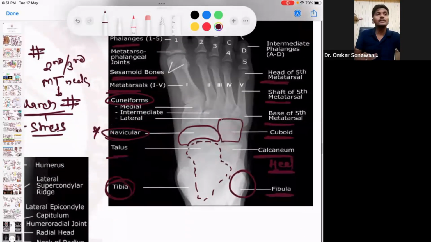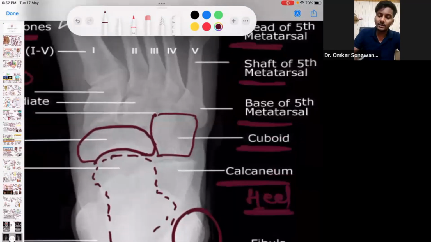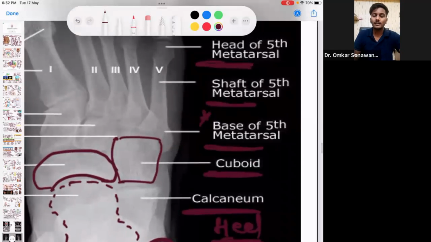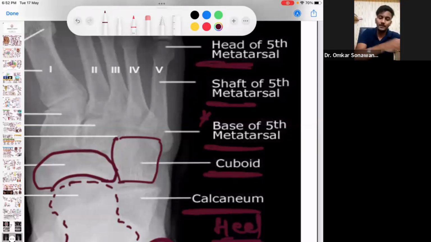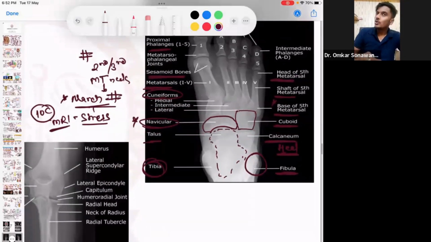This is the base of the metatarsal and the head of the metatarsal. Fracture of the base of the fifth metatarsal is called as Jones fracture. And if it is the tip, then it is pseudo Jones fracture. No issues with this, anybody?